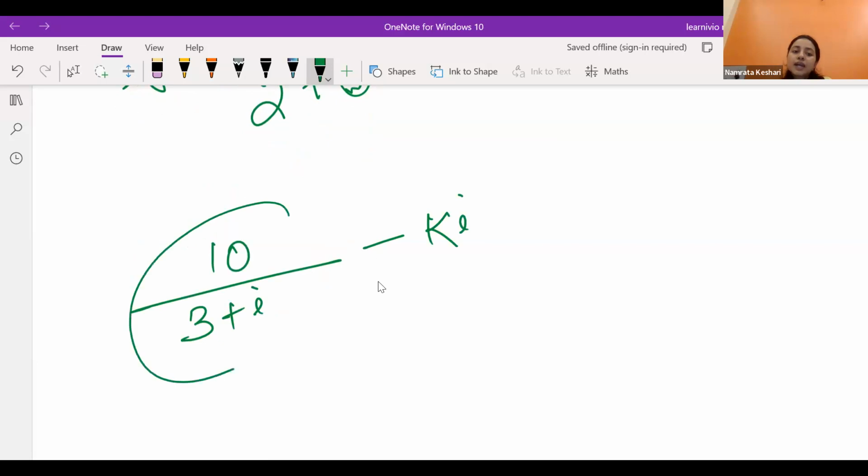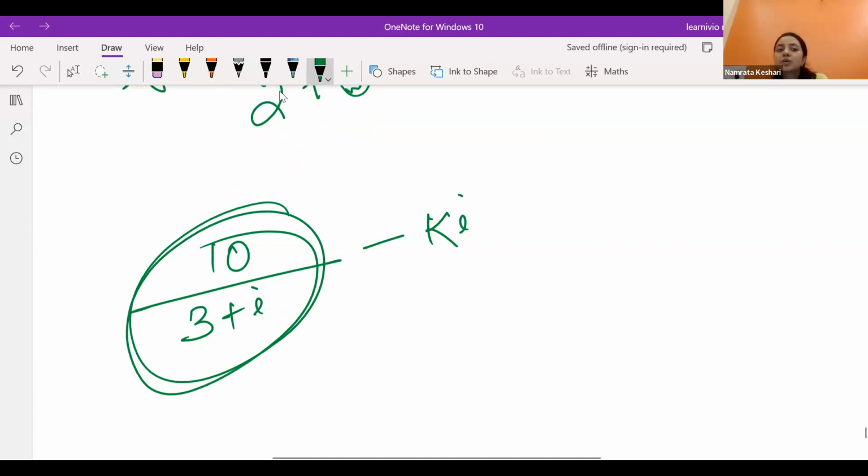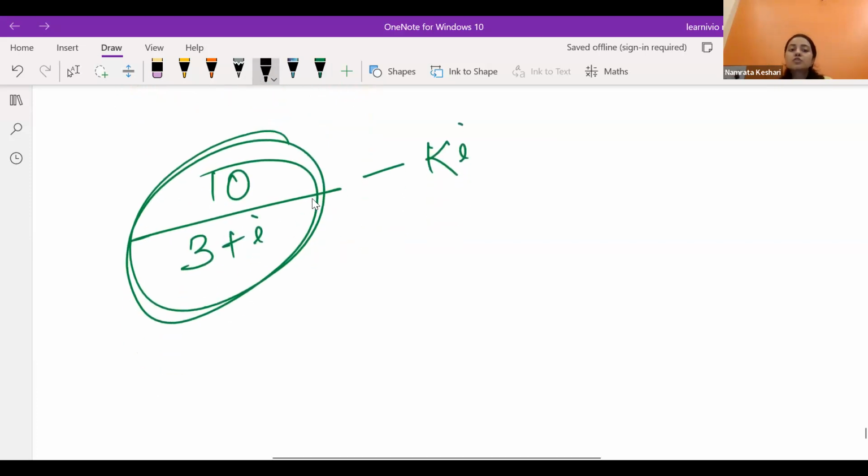We know this one can be done separately by rationalization because I in the denominator is not okay. Okay, let's do the rationalization of this part.